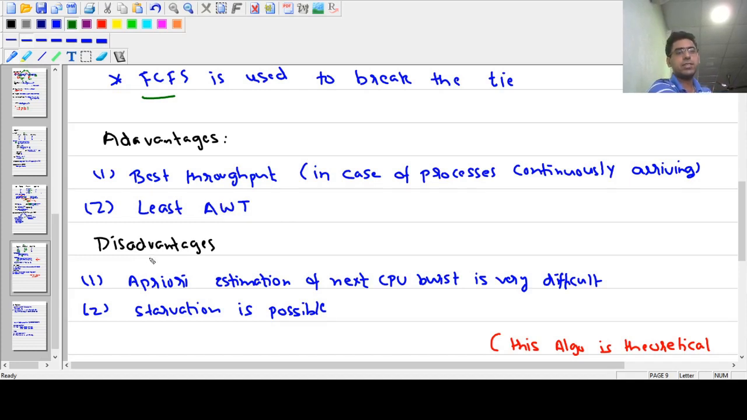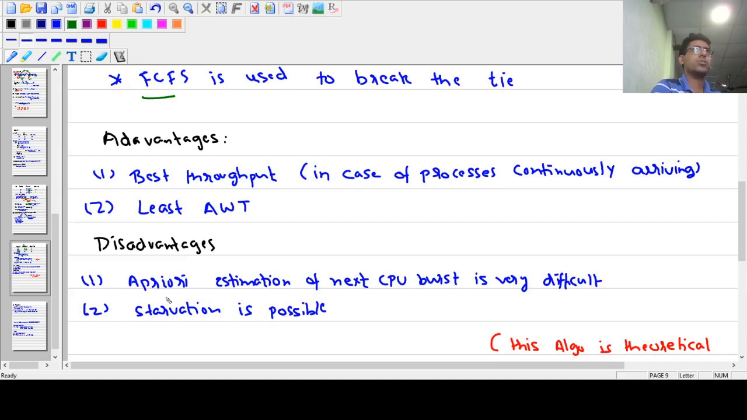The disadvantage is that a priori estimation of the next CPU burst is very difficult. So that's why this algorithm is a theoretical algorithm. It cannot be implemented in an operating system, and starvation is possible.